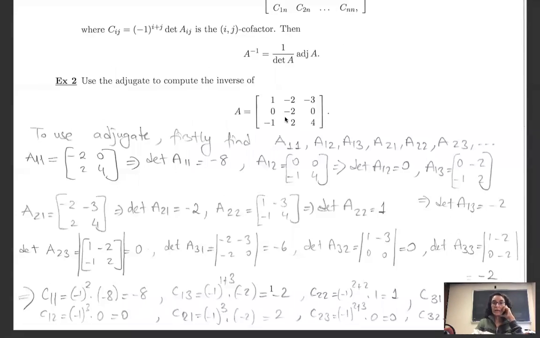So for a given matrix A, this is a 3 by 3 matrix, as you see. If you want to find the adjugate, what can we do?